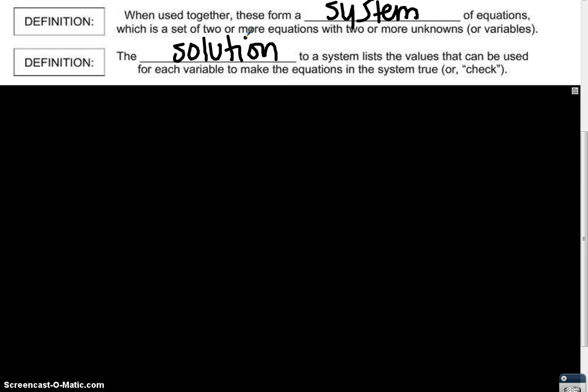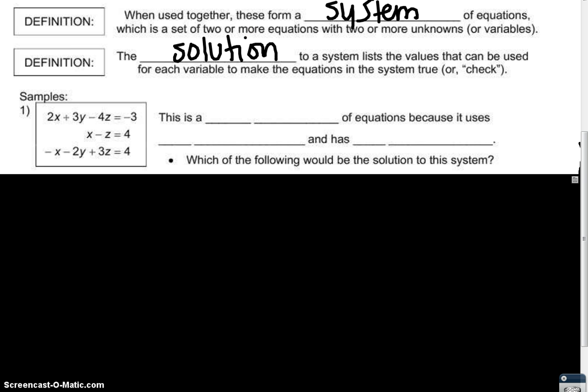Okay, so we're going to look at some samples. Sample number 1 says I have 2x plus 3y minus 4z equals negative 3, and x minus z equals 4, and I also have negative x minus 2y plus 3z equals 4. This is something similar you saw in your test as well yesterday. Okay, from here, it says that this is going to be a 3 by 3 system. And the reason it's a 3 by 3 system of equations is because it uses 3 variables and it has 3 equations.